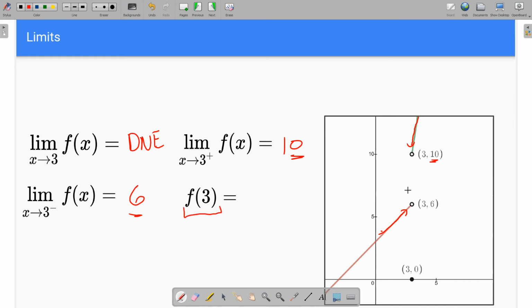And finally, if we just look at what f of 3 is, f of 3 means I'm going to look and see where it's defined at 3. So that's a hole, meaning there's nothing there. At f of 3, the output is actually 0.